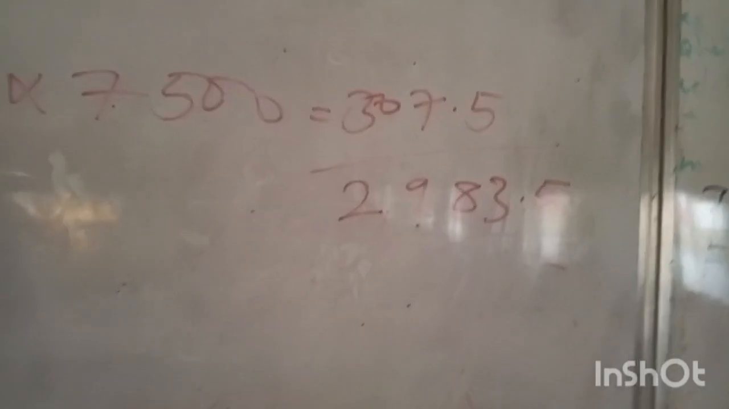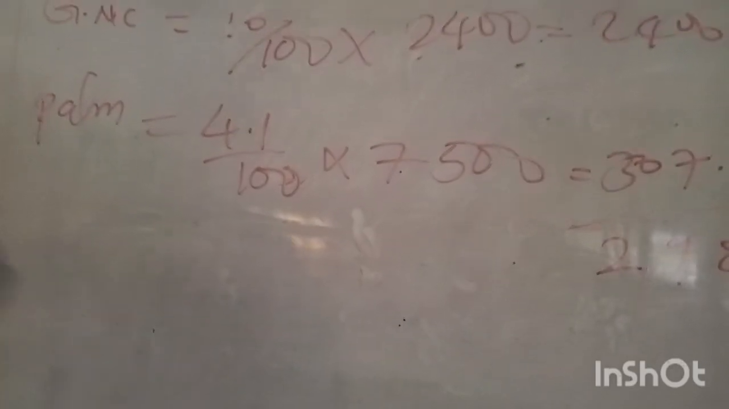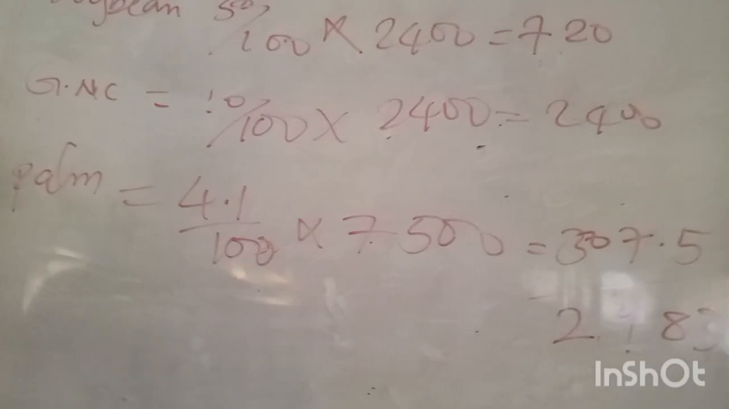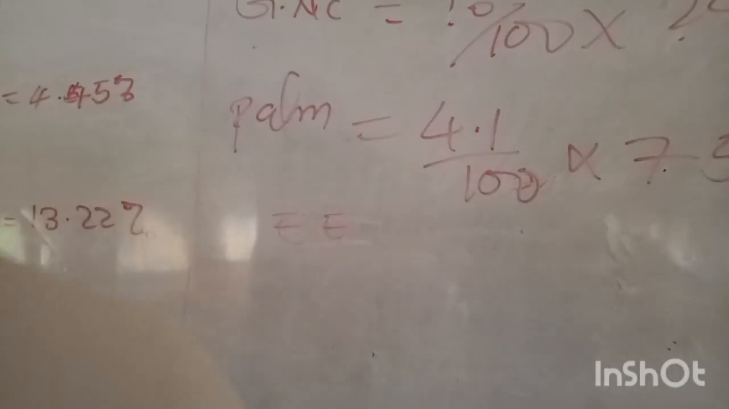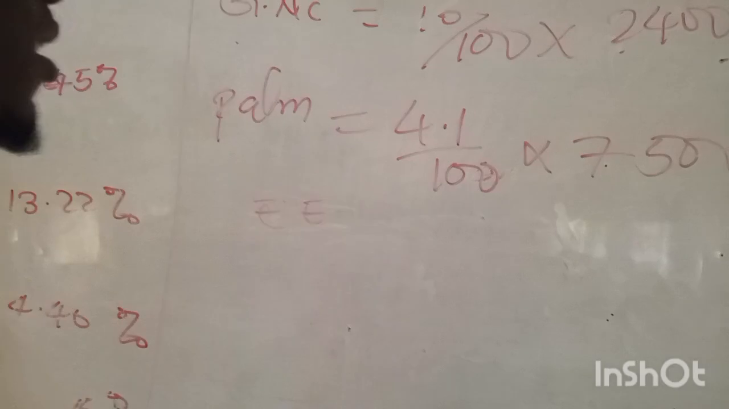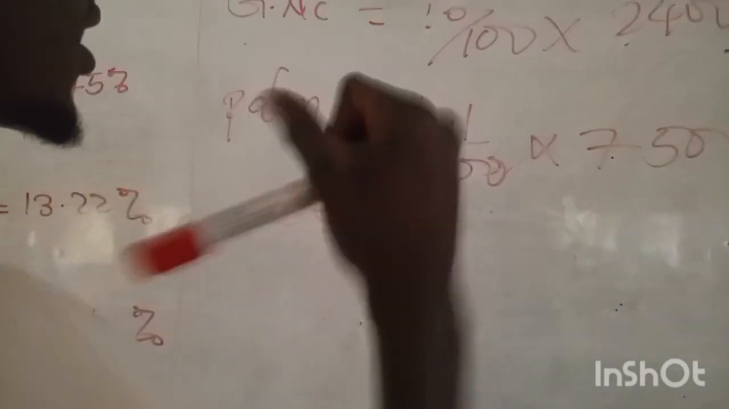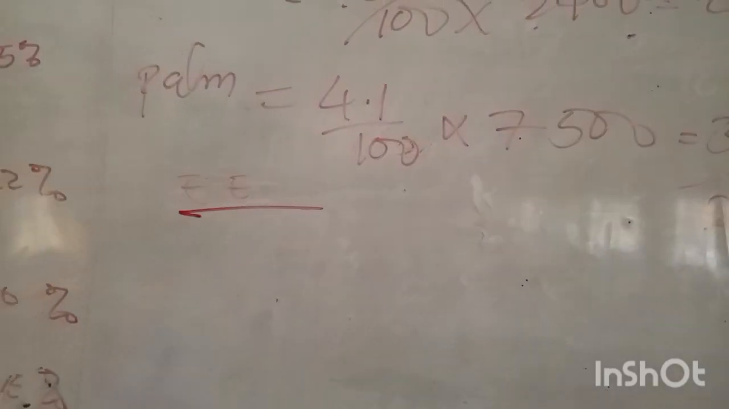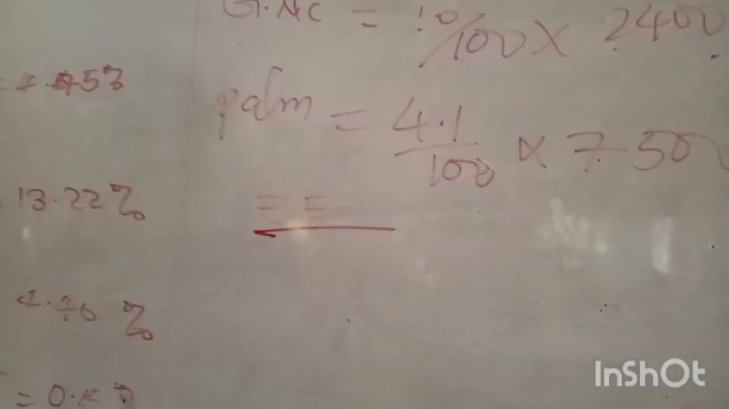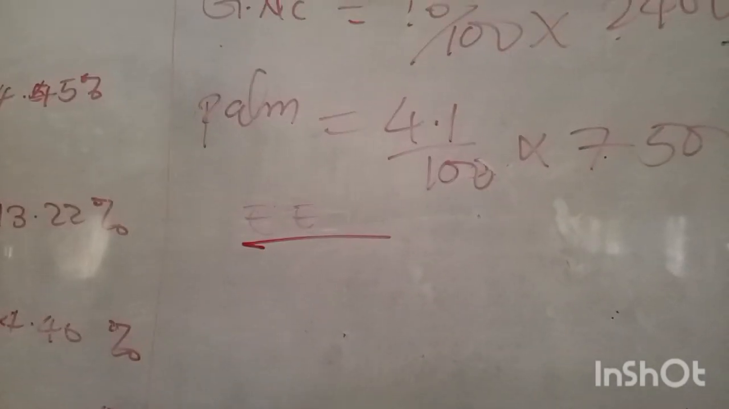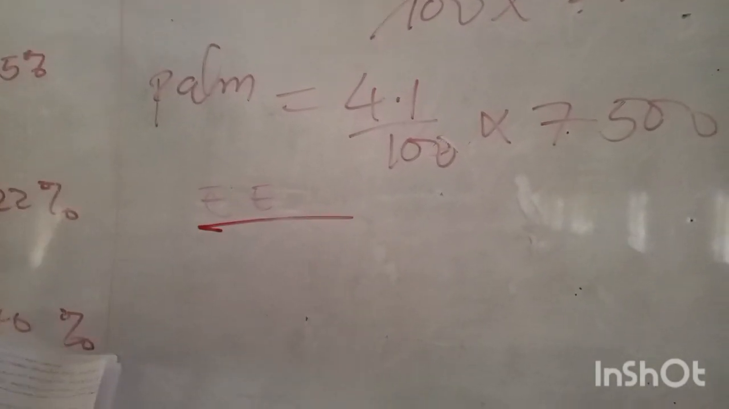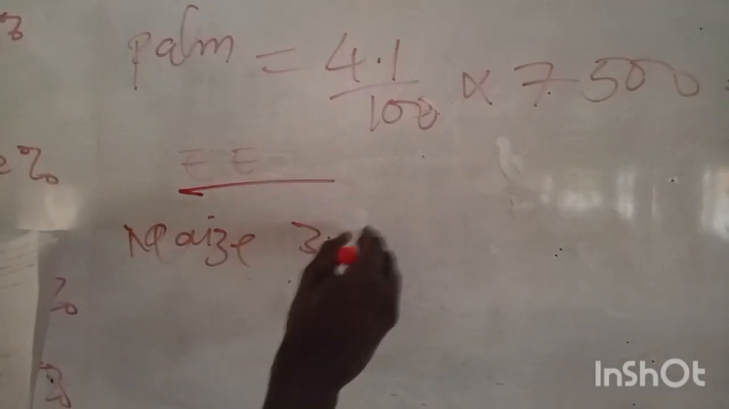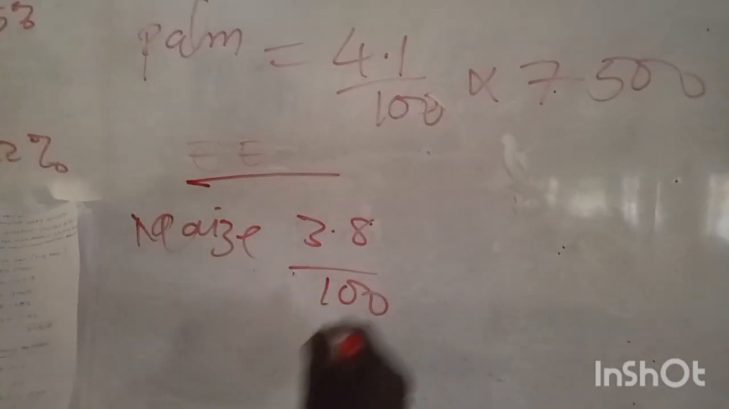But the only thing that can demoralize our happiness that we formulated a good feed is the ether extract. Sometimes, remember that our ether extract must not be above 5% in any feed formulation. Do you understand now? So we need to calculate the ether extract of this feed. In calculating the ether extract of this feed, remember we are going to be using the table. Now we say maize is 3.8 divided by 100 times 50.